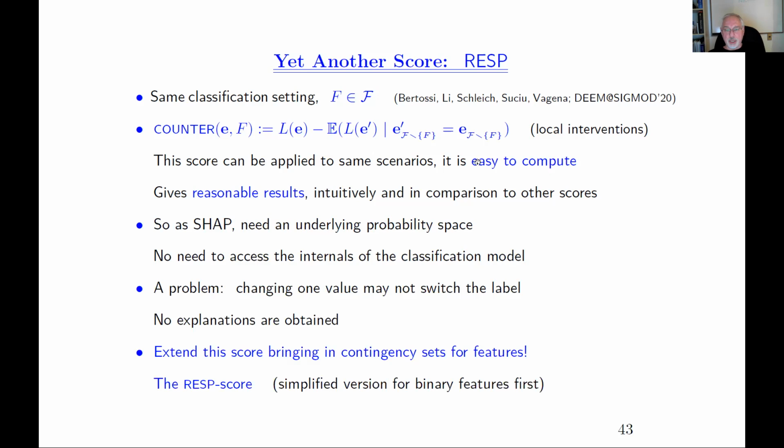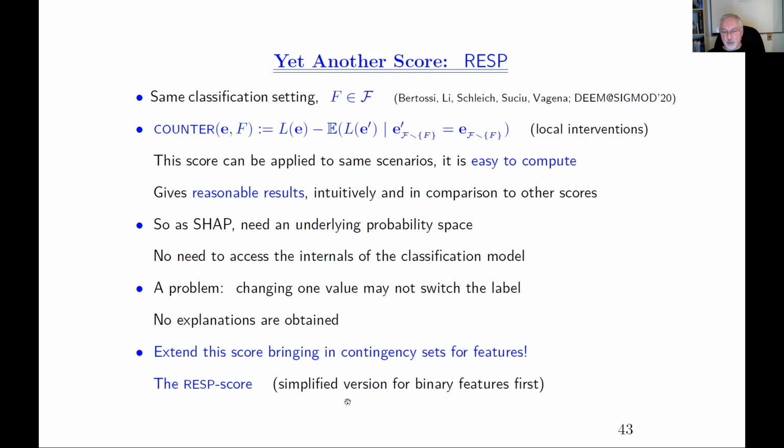But there is a problem here. It might be the case that changing values in one feature doesn't change the label. And it is when we have a change in the label that we start identifying possible causes, right? So a problem is that changing one value may not switch the label, so no explanations are obtained. So what we can do is very natural, still in the spirit of actual causality: we can extend this score, bringing in contingency sets, that is, other features that may have changes as well. And that is how the RESP score emerged from this basic one.